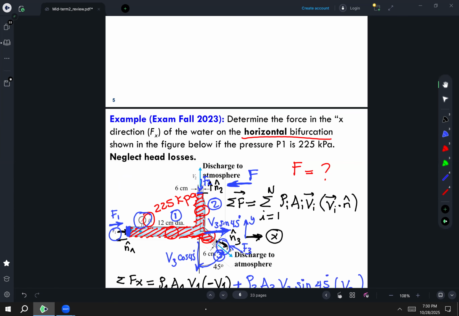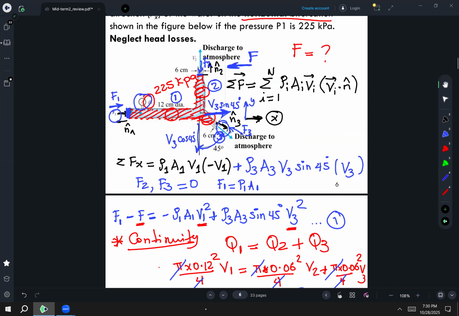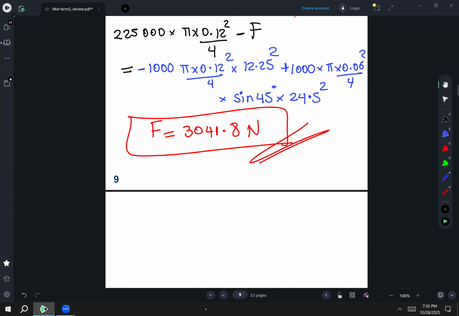Okay, so then we can say the force of the water on the bifurcation is going to be 3041.8 newtons, and the direction is going to be to the right. Okay, so the force of the water on the pipe is to the right, but the reaction is to the left. But the question is now the force of the water, so it has to be to the right. That is the answer.